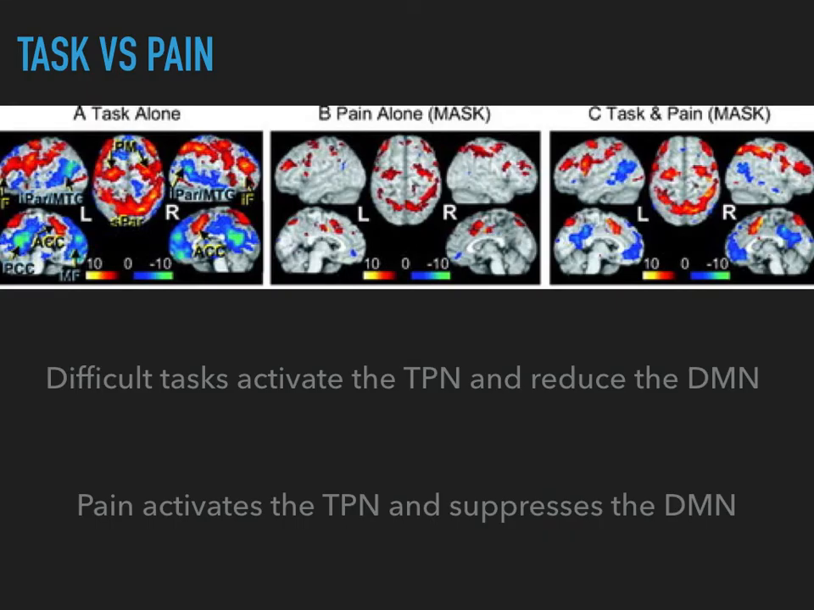Here we can see how pain and tasks activate or affect the brain. On the first picture, the person was focused on a task and their brain is very engaged. On the second picture, pain was being stimulated and you can see how less of the brain is being used. Now, when both pain was being stimulated and the person was trying to focus on a task, the brain was less active. This means that difficult tasks activate the TPN and reduce the activity of the DMN, whereas pain completely suppresses the DMN.